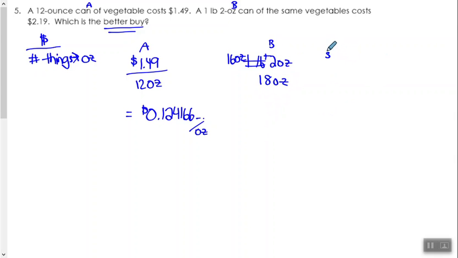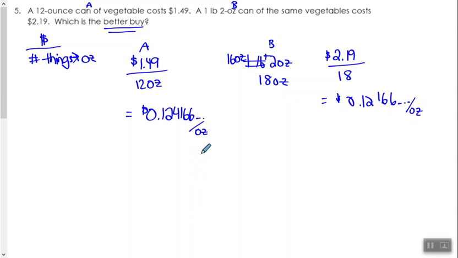I can compare. Okay, so this costs $2.19. So money divided by number of things. So my number of ounces, my number of things is 18. So $2.19 divided by 18, and you get 0.12166, so on and so forth, dollars per ounce.